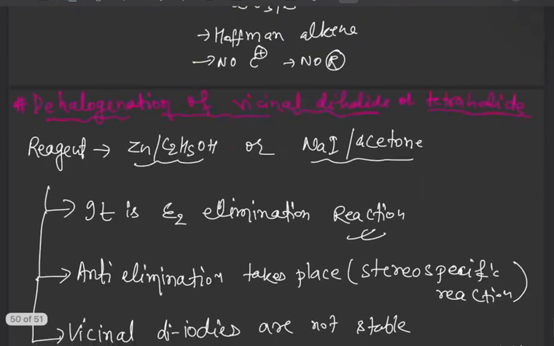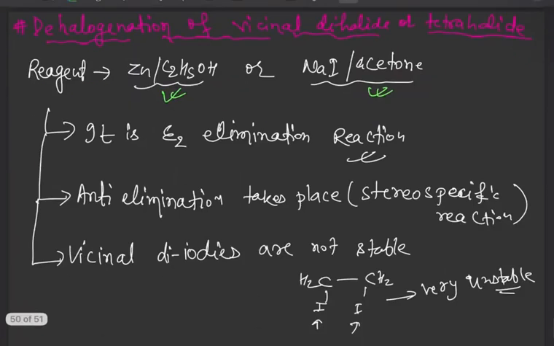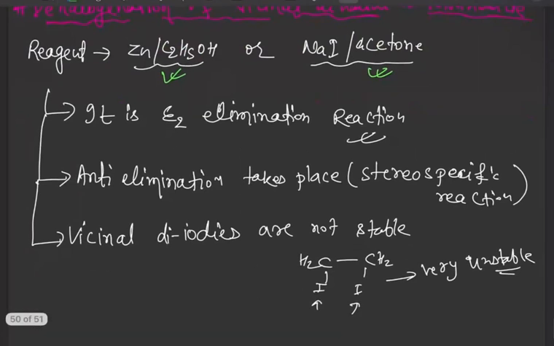So which reagent will we use? Always remember the reagent. Reagent is the only important thing here. If you remember the reagent, then you will be able to answer. Then Zn and ethyl alcohol, or NaI acetone.